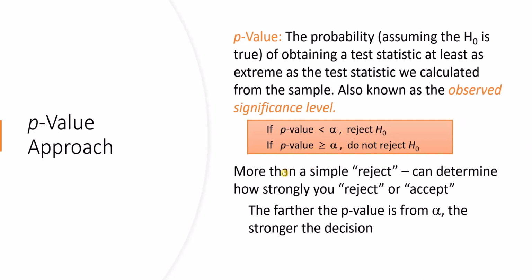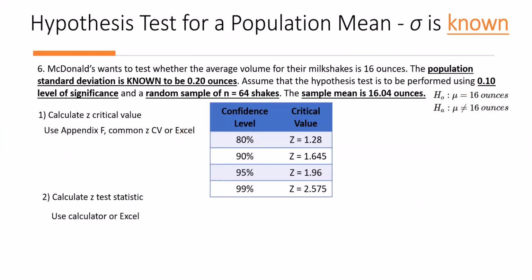With the p-value approach, it's more than just a reject decision. The further the p-value is from alpha, so if it's very close to 0, then we have a stronger decision for our hypothesis test. So you want to watch out in the problems if it's asking you to do the critical value approach or the p-value approach.